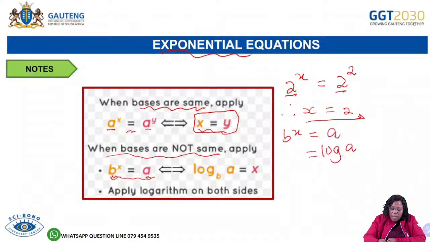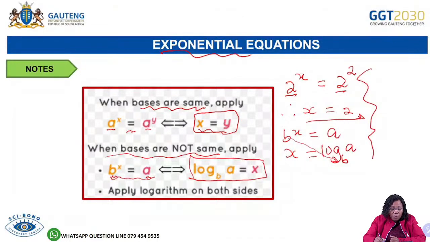So this b will come as being the base to that log. The minute we drag this b to that side, x will go down there. So we end up with x equal to log a base b. That is how it was done. And then let's take for an example, if we have a number 3 to the power x is equal to 9, and we want to solve for x.